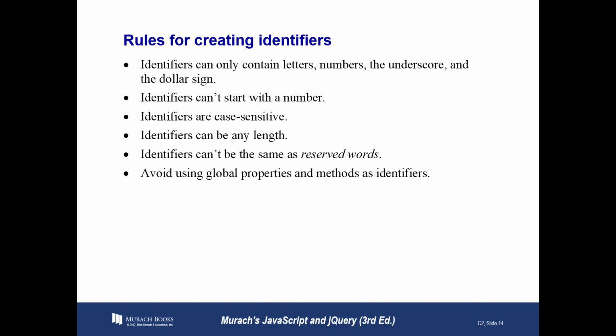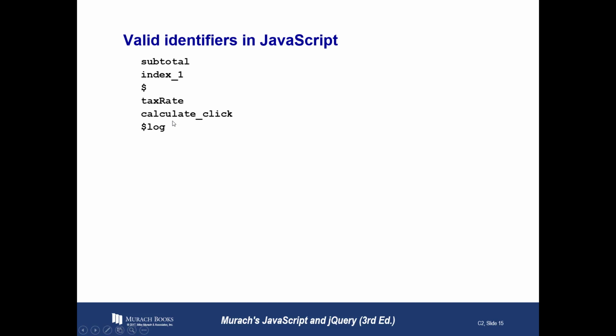They can be as long as you want them or need them to be. They can't be the same thing as reserved words, which we'll look at in a bit. And there are certain global properties and methods you should not use as identifiers. So here's some valid identifiers. Don't do this with the index. I would recommend not even using the dollar sign, don't even use the underscore.